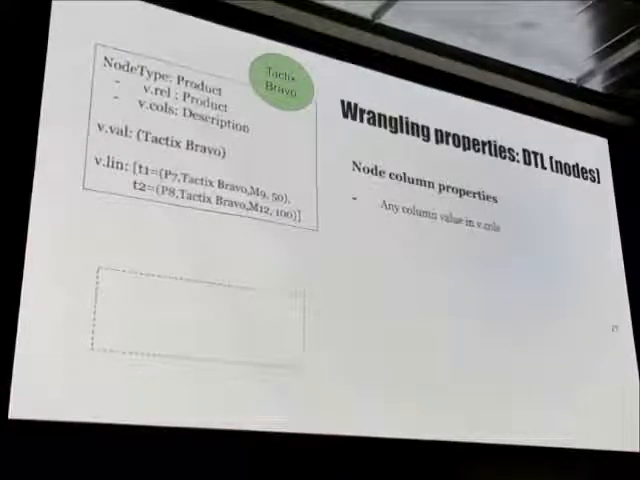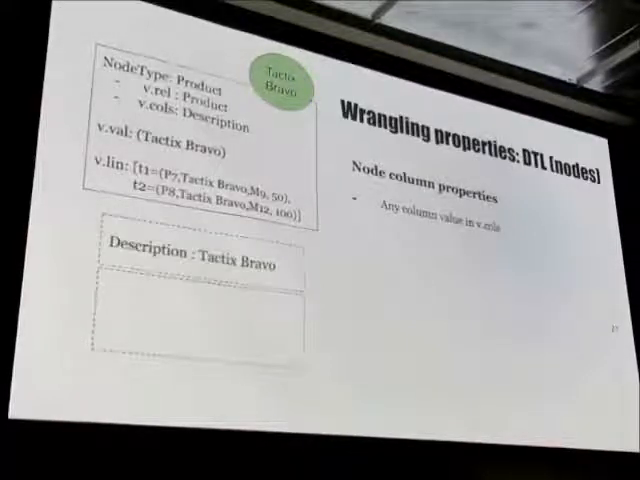a column property is any column value of this node, like the column we selected before. For example, for this tactics Bravo node, we have selected the description column. So description equals tactics Bravo can be a property of this tactics Bravo node.